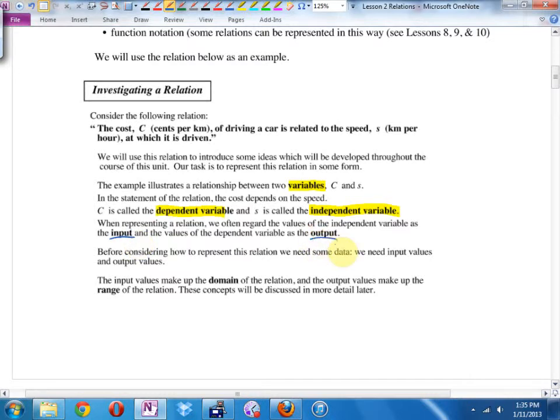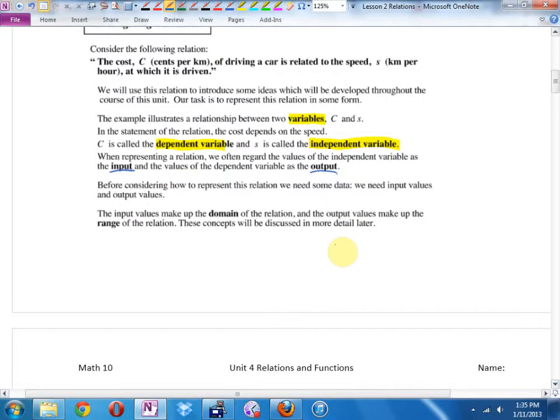Before we can do much more with this, I've given you the rule in words. We need some actual data. Okay? So I've made up some data on the next page, but before you turn the page, for what it's worth, and we're going to spend a lot of time talking about this, I want to introduce the words right now. The fancy name for the input values, we call that the domain. And the fancy name for the output values, we call that the range. We're going to spend a lot of time talking about the domain and the range of a relation of a function. Turn the page.